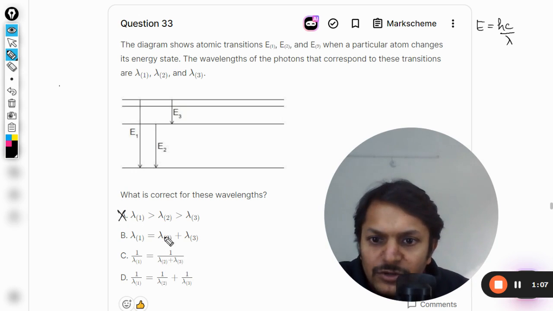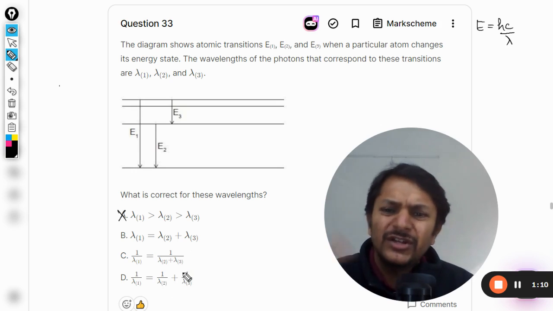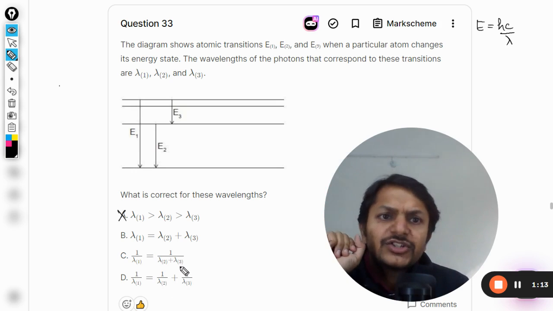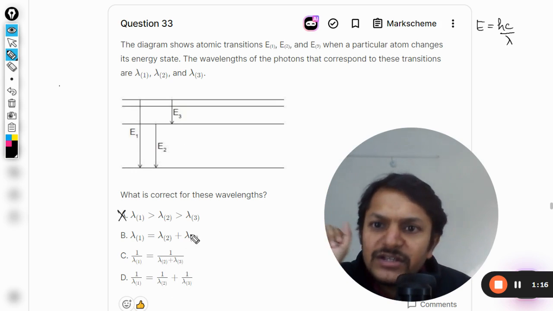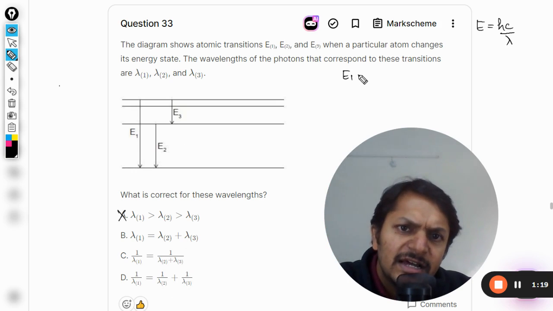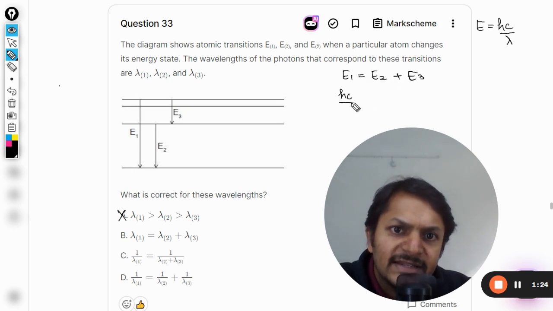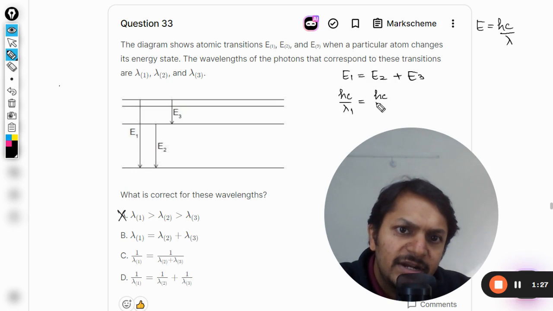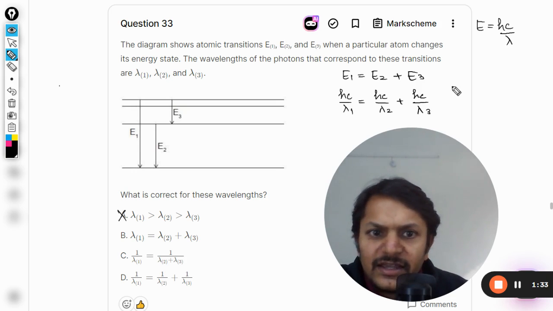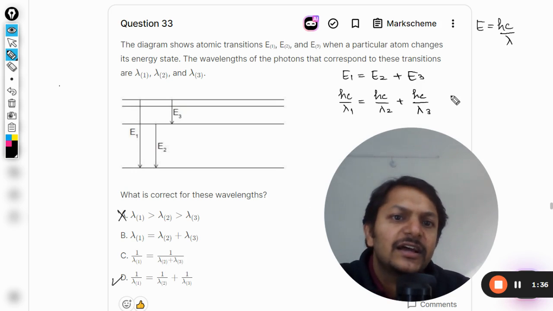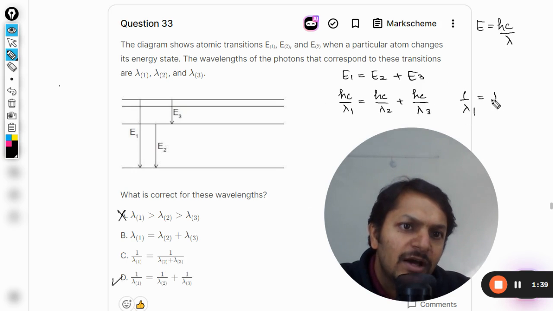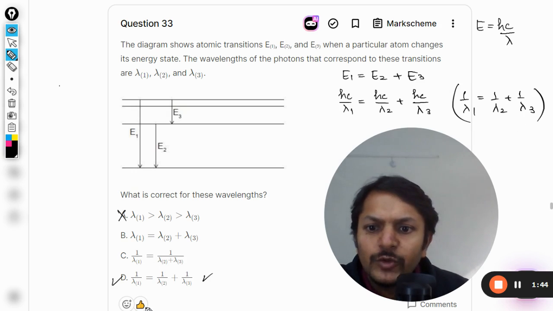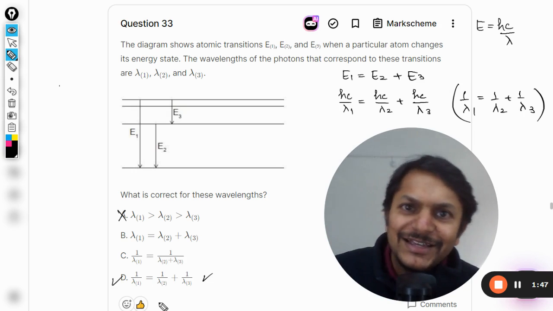Now lambda 1 is equal to lambda 2 plus lambda 3. Now these are some addition principles we have to think. So as per the additions and this equation is concerned, we can clearly see that E1 will be equal to E2 plus E3. E1 can be written as hc by lambda 1. This can be written as hc by lambda 2, and this can be written as hc by lambda 3. Hc can get cancelled out. So D is found to be correct. So 1 by lambda 1 is equal to 1 by lambda 2 plus 1 by lambda 3. This is how we do it. And so the answer for us is D.